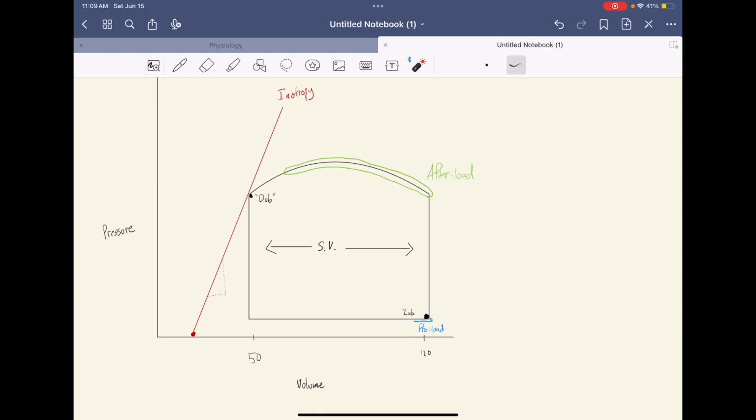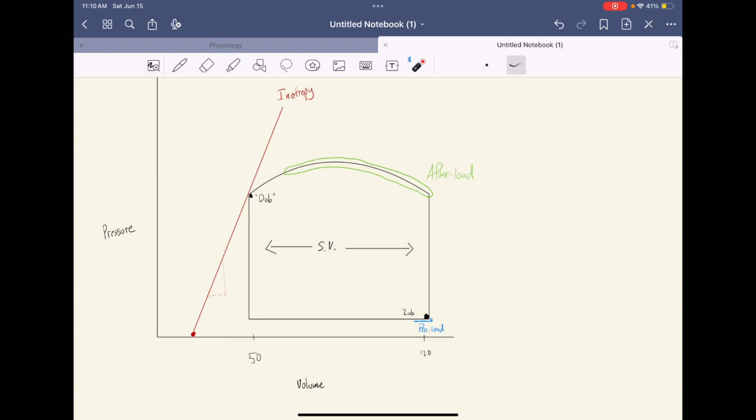And once that semilunar valve has slammed shut, we get that second heart sound. Notice as we've gone across this graph, we only change one thing at a time. As we change volume, pressure doesn't change. Once we've reached a certain volume, pressure changes. Once we reach a certain pressure, volume again changes. And then once we reach a certain volume again, pressure changes. So we change one thing at a time as the factor that influences the next thing.